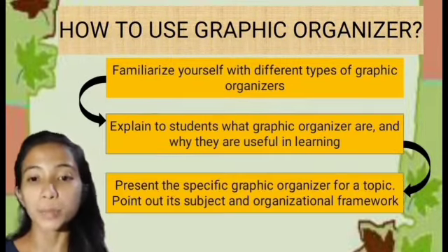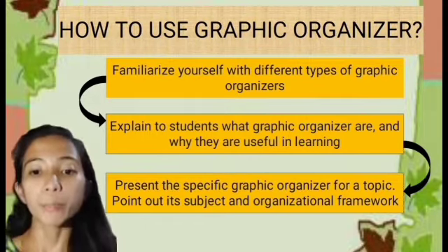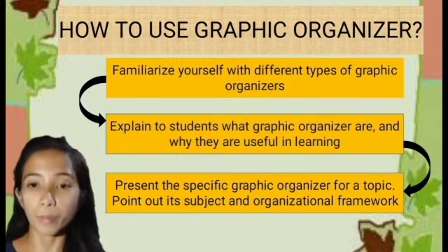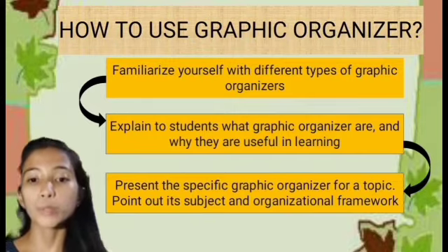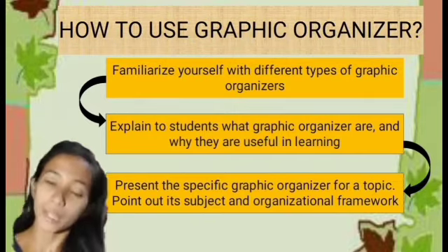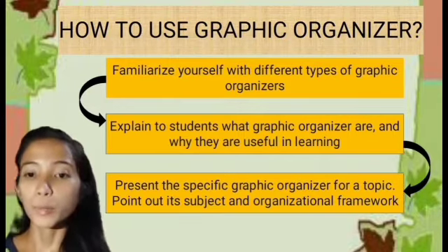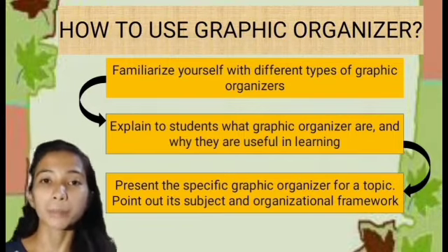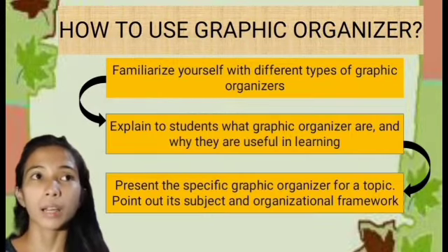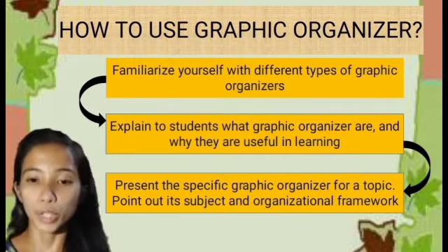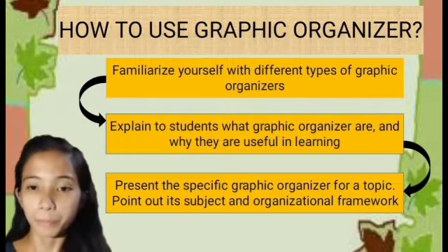Third, present the specific graphic organizer for a topic. Point out its subject and organizational framework. By this, it connects to the first step. You should be specific on what graphic organizer you will use upon presenting to your class, so that the students will not be in a situation of confusion, and also the lesson will be more specific.